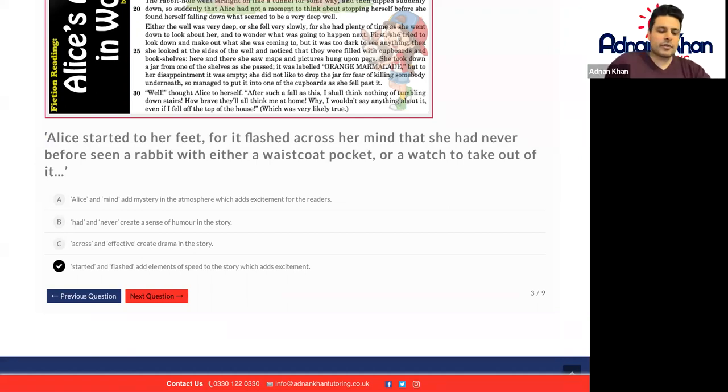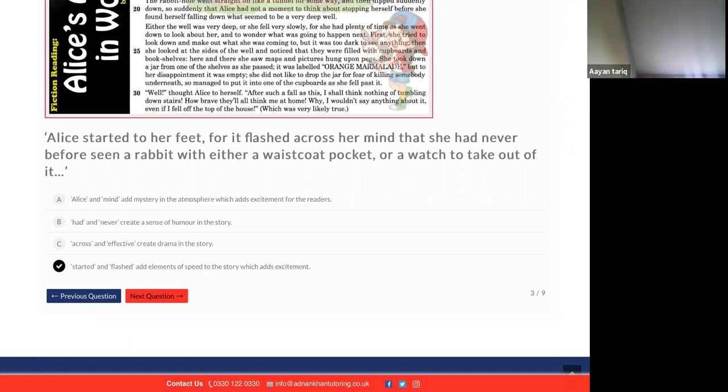Because if you're looking for two things like mystery and excitement, the two words started and flashed in inverted commas add elements of speed to the story, which adds excitement. So when a story speeds up, it's increasing in excitement. So well done. Okay, that's good.